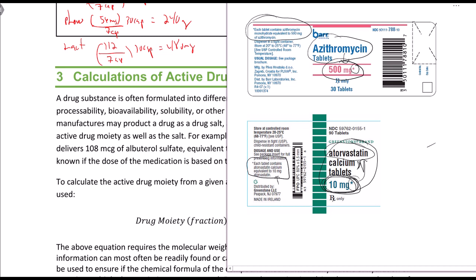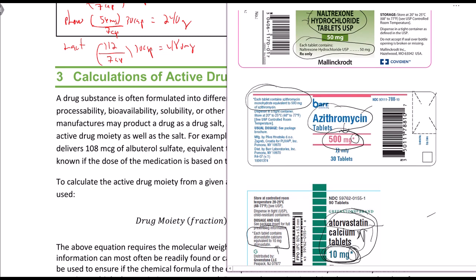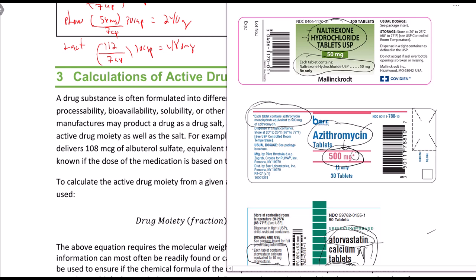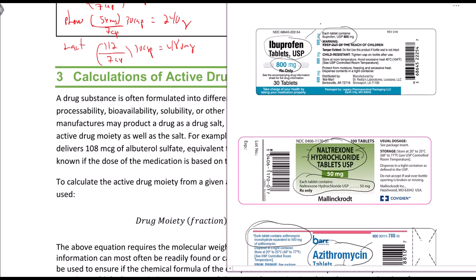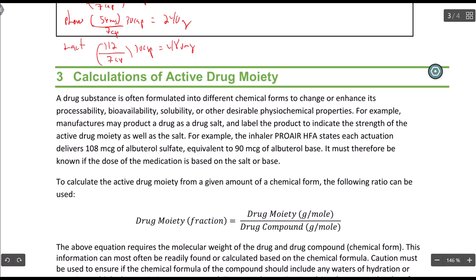So usually drugs have the base, and by base it's not acid base. This means the base compound, the base active. So the base is just the atorvastatin. The salt is the atorvastatin calcium. The base is azithromycin. The chemical that they're using is azithromycin monohydrate. Here, the base is naltrexone. The salt is naltrexone hydrochloride. The base is ibuprofen. There is no salt here. All right. So what we're looking for is ways to convert. How do we know how much active base of the product there is, or how much of the salt we have to measure out in order to compound with?